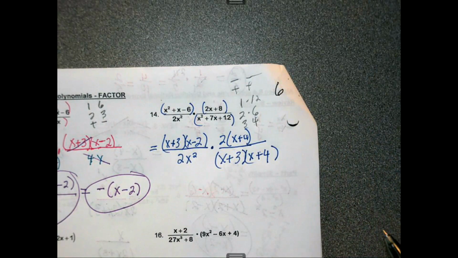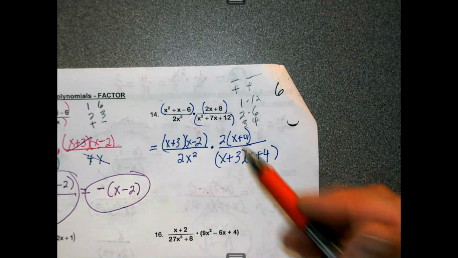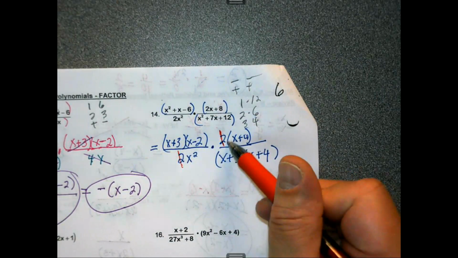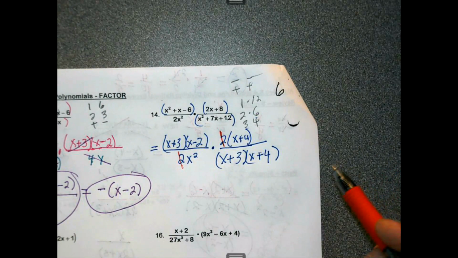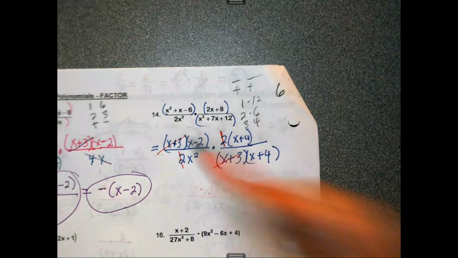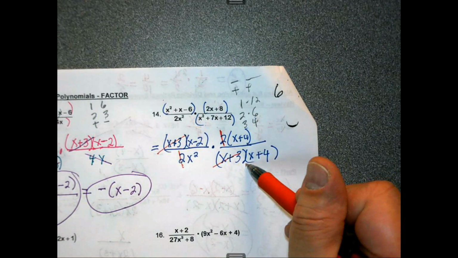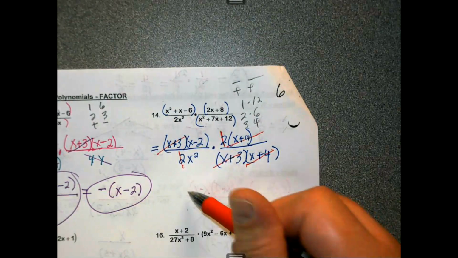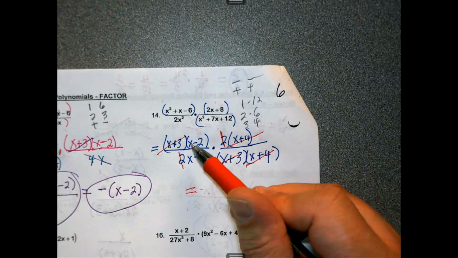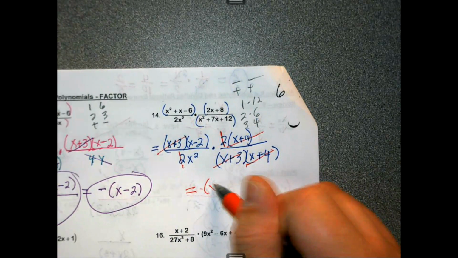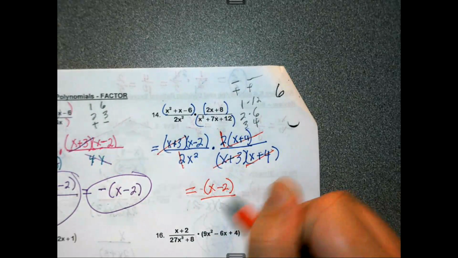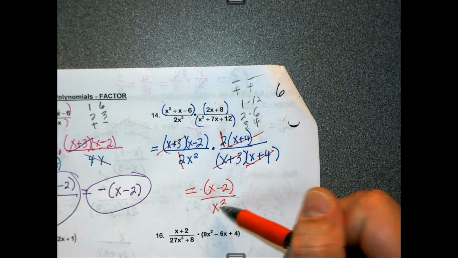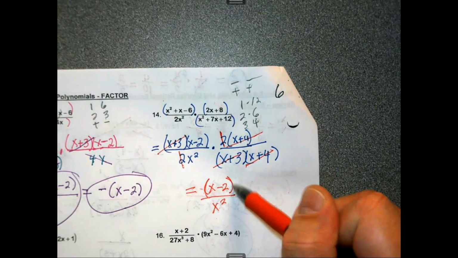Let's cancel out the 2's, right? We can do that because it's outside the parentheses. X plus 3, x plus 3. X plus 4, x plus 4. That's as far as we can go, huh? We have an x minus 2 over x squared. I cannot cancel out any more x's because this is in parentheses.